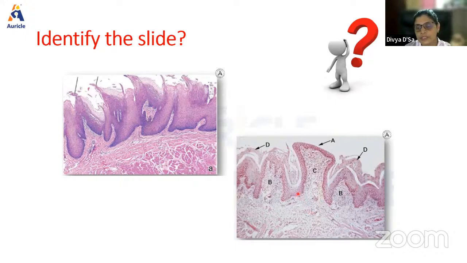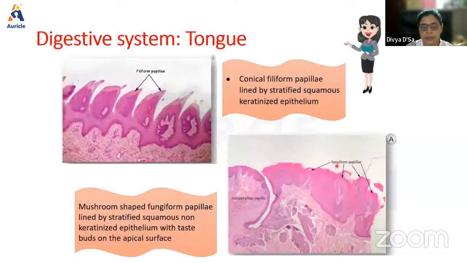So when we see this, what should come to our mind? It is the tongue, because these are papillae. These are filiform and these are fungiform papillae. So both the papillae, whether it is fungiform or filiform, the epithelium here is stratified squamous epithelium. In filiform, what happens?